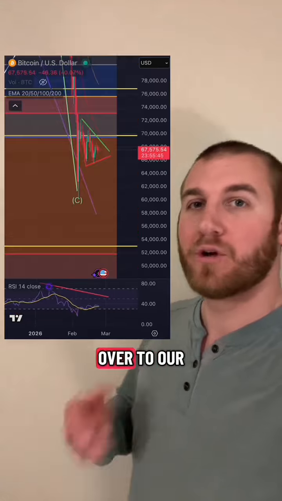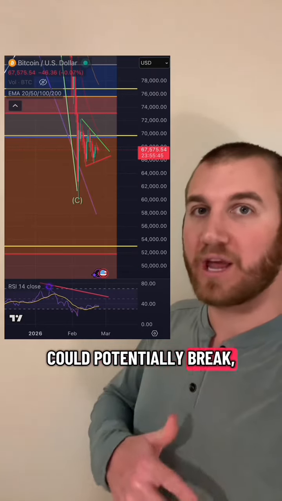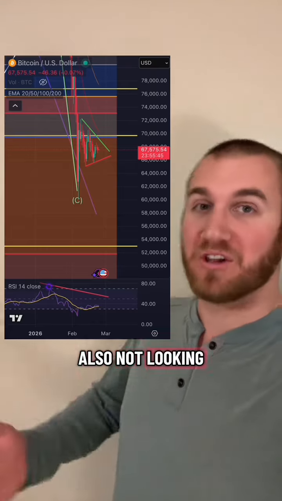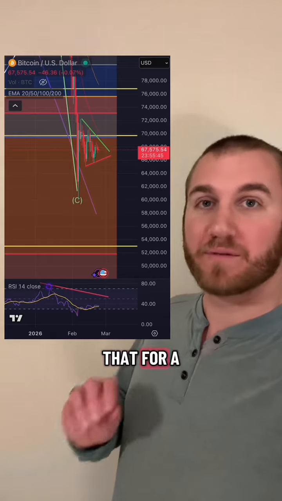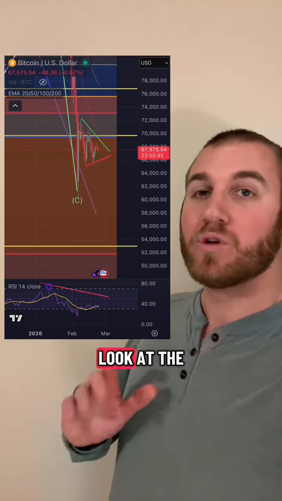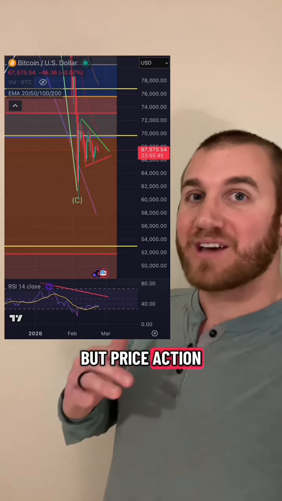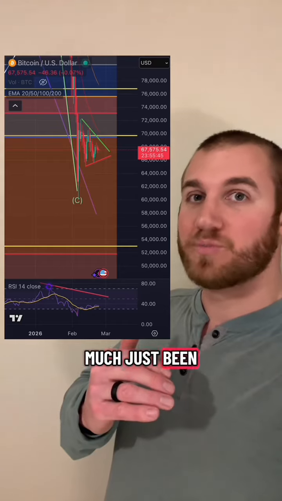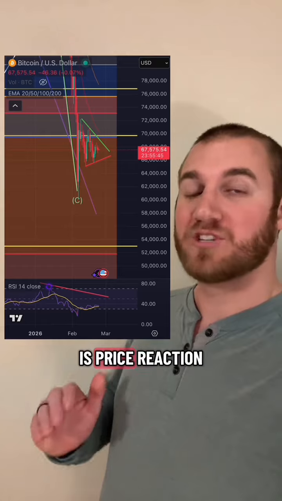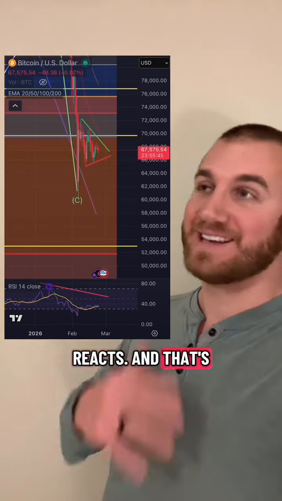Now let's go ahead and flip on over to our daily here, because while we do see that bear trend that could potentially break and we're looking for some bullish momentum, our daily is also not looking good at this point, right? And I say that for a very specific reason. In particular, what I don't like about this is if you look at the RSI on the daily, you'll see it's starting to wiggle its way up, but price action during that time has pretty much just been going sideways. That's not good. We don't want to see that. What we would prefer to see is price reaction going strong upward while RSI reacts, and that's just not happening.